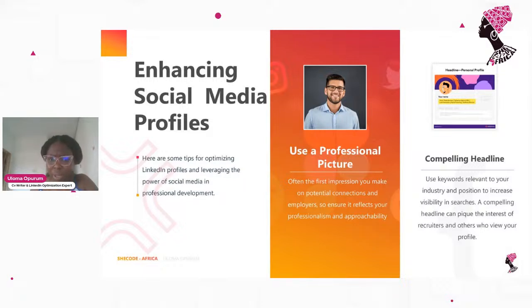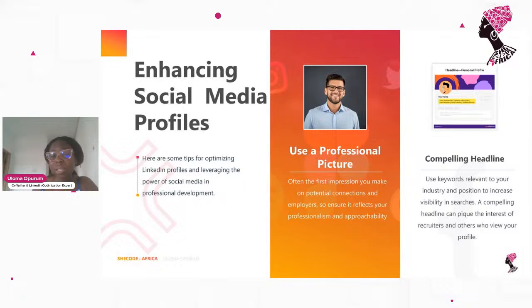I don't know his skills, I don't know what he does, but I know that whatever he is doing, he's very good at it and he's taking it very serious. So it gives me a certain impression. Your profile picture gives the recruiter, or whoever is visiting your profile, a certain impression about you.